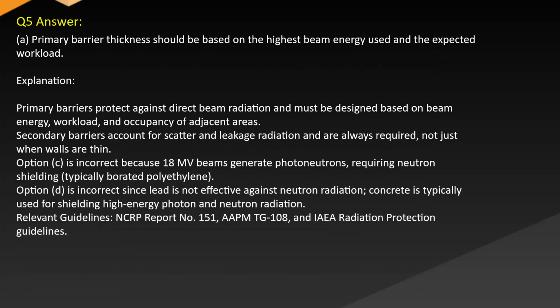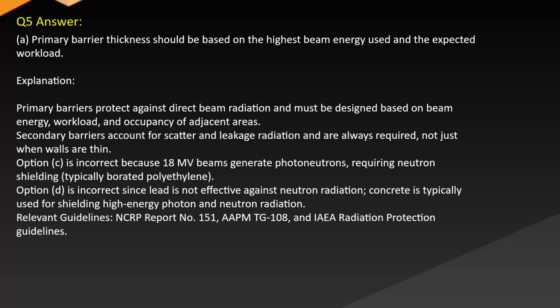Answer: A. Primary barrier thickness should be based on the highest beam energy used and the expected workload. Explanation: primary barriers protect against direct beam radiation and must be designed based on beam energy, workload, and occupancy of adjacent areas. Secondary barriers account for scatter and leakage radiation and are always required, not just when walls are thin.